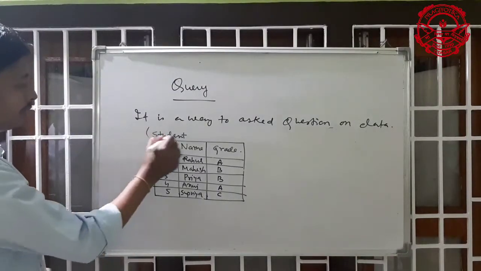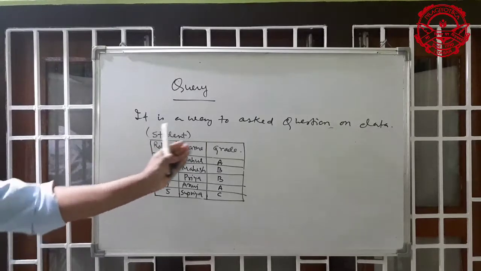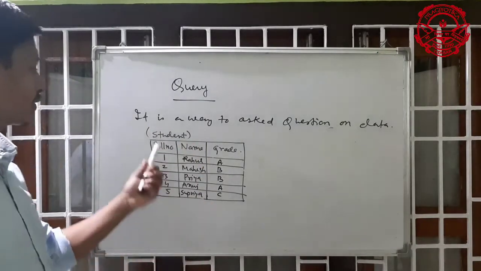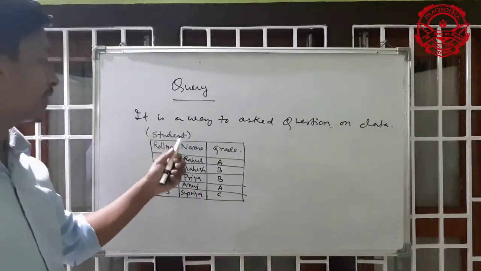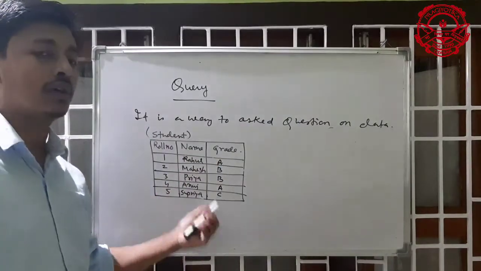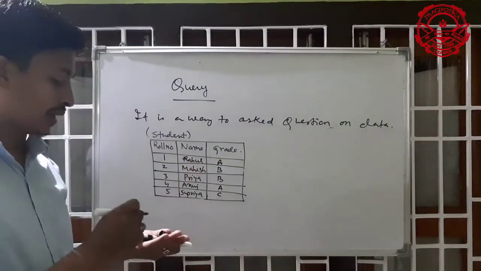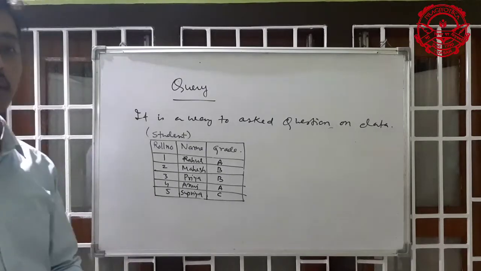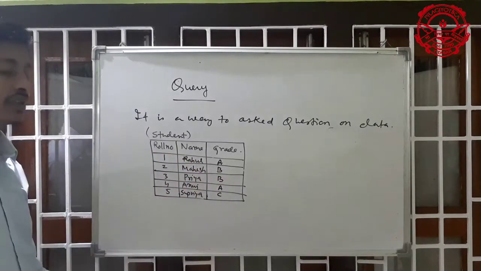Now see, this is a student table. You can see here there are three fields: roll number, name, and grade. In the roll number field there is the roll number, the name field has the names of the students, and grade means the grade the student got.